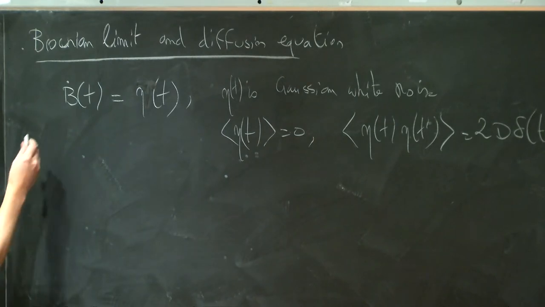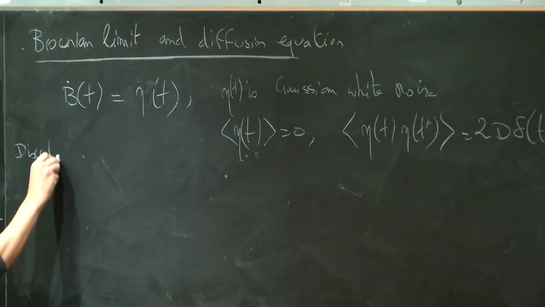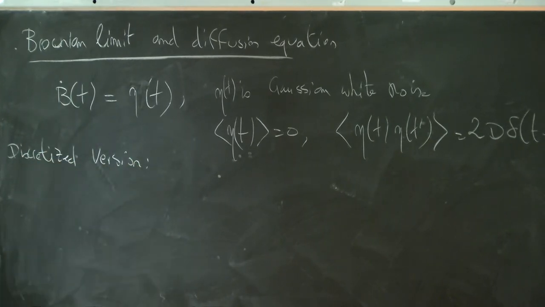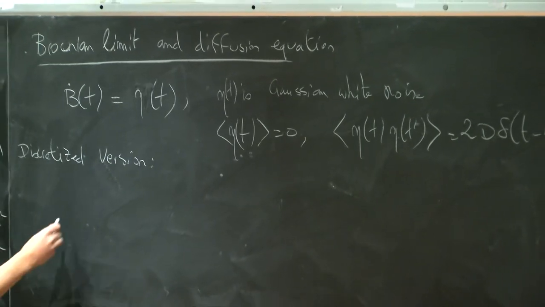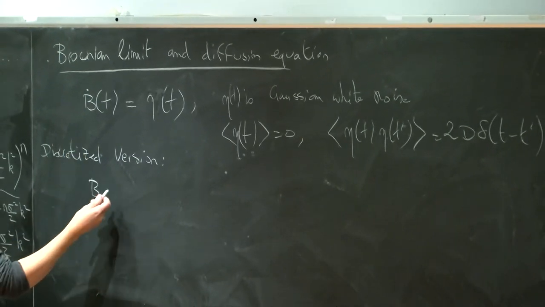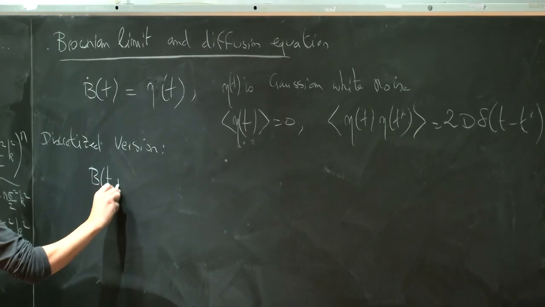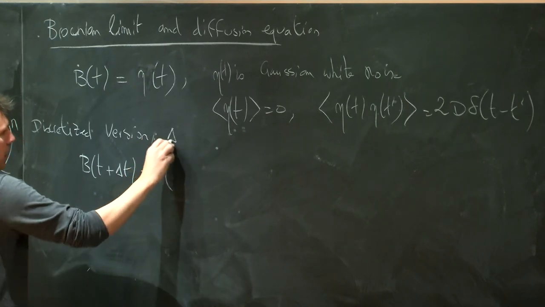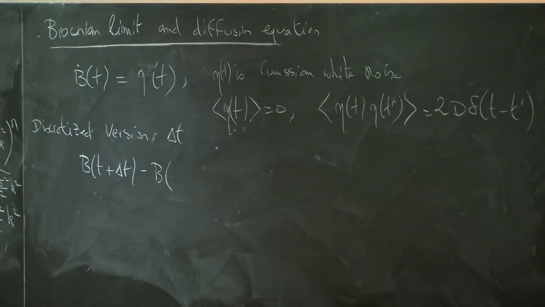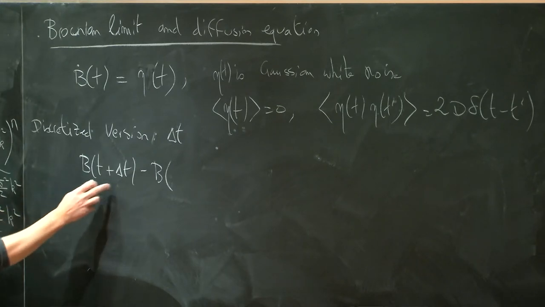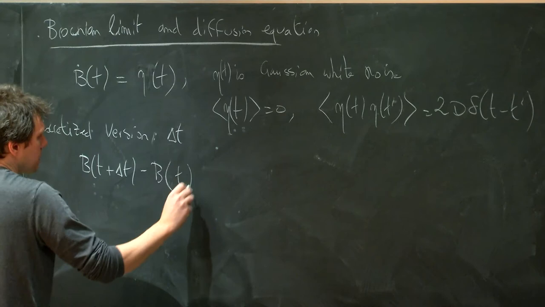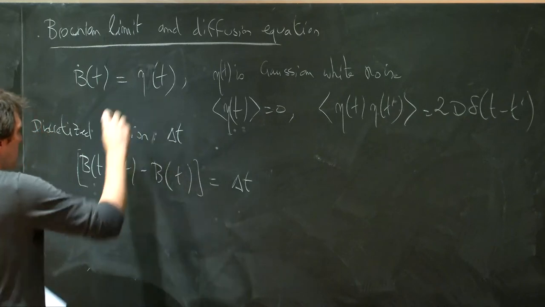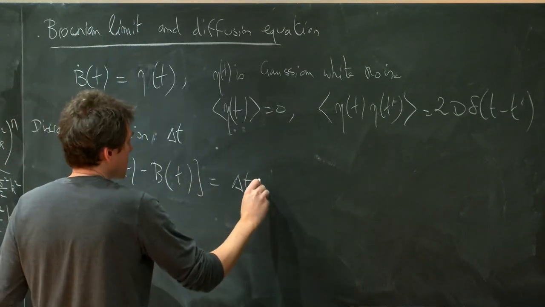But of course, one has to give a meaning to this quantity when you do some discretization. So I want to have a discretized version of this equation. In other words, what I will write is that this b dot of t will just be b of t plus delta t minus b of t. I just introduce a discretized time, delta t. And I just want to use that b of t plus delta t minus b of t will just be delta t times my function here. Okay.